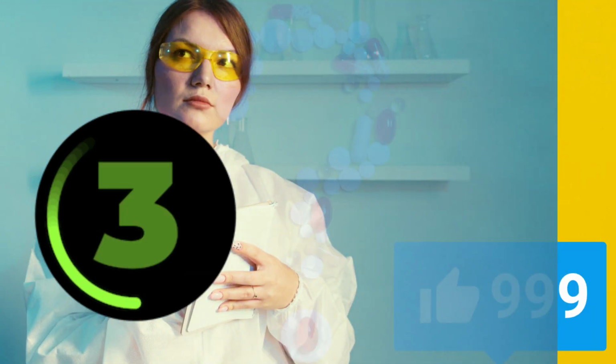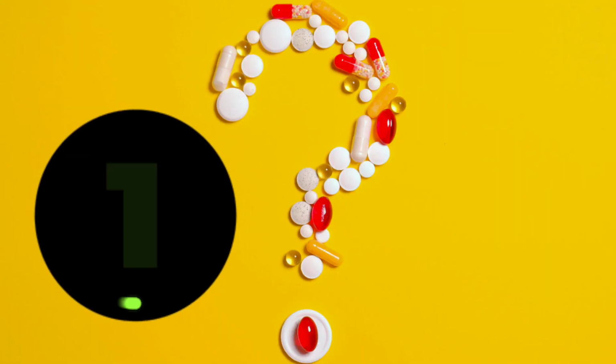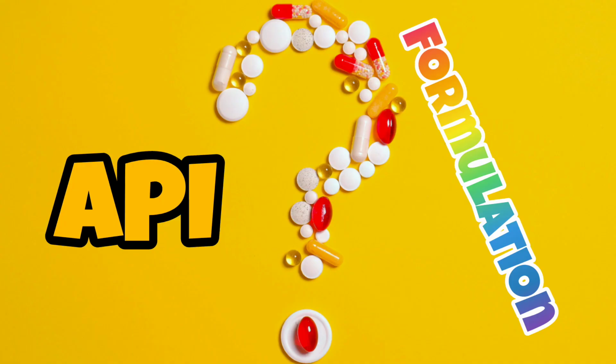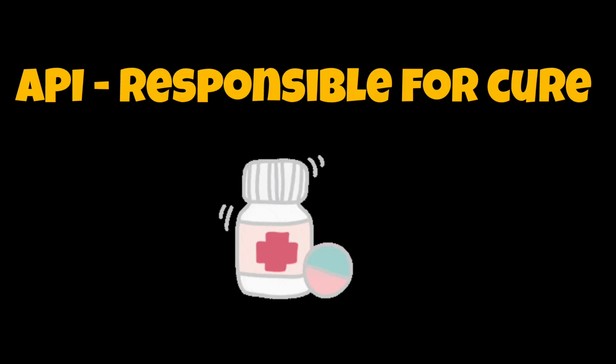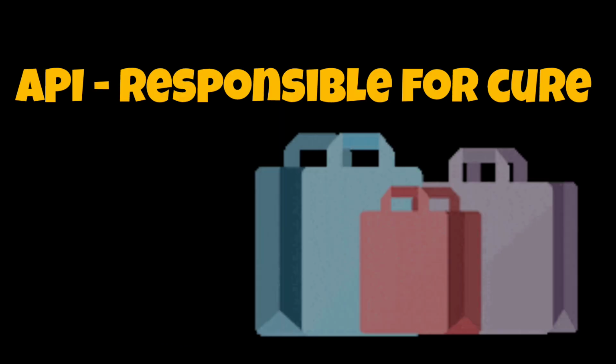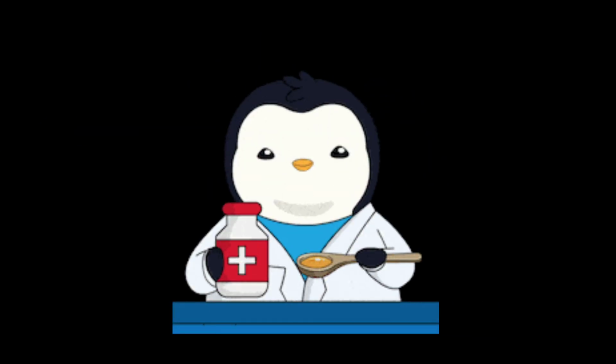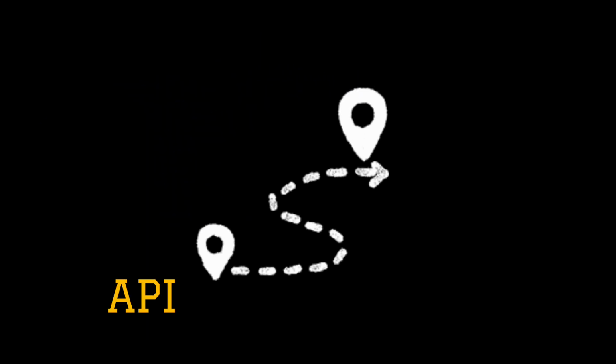Today we will uncover a fundamental distinction in the pharmaceutical manufacturing world: the difference between an API plant and a formulation plant. Pharmaceutical manufacturing is a multi-step journey. It begins with creating potent drug substances and ends with producing the medicines that reach patients. Two specialized facilities are at the heart of this journey, the API plant and the formulation plant.